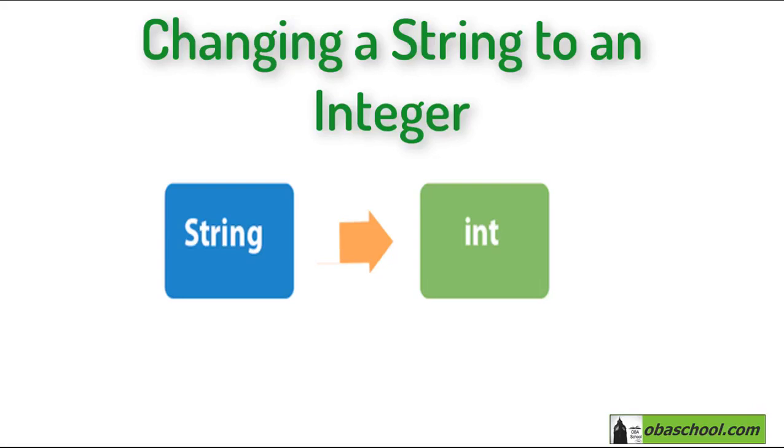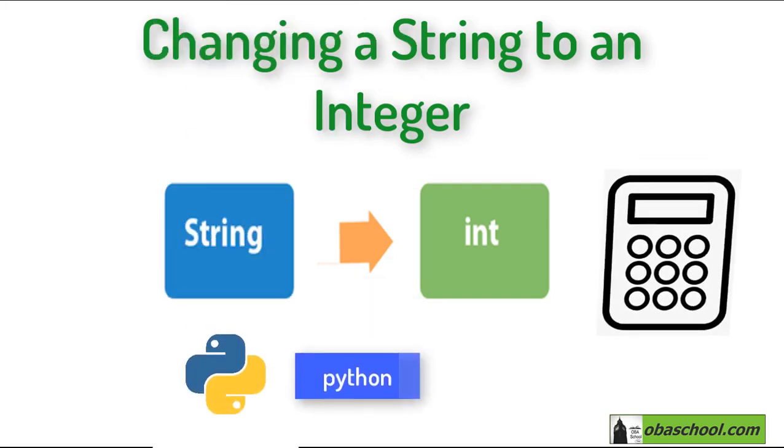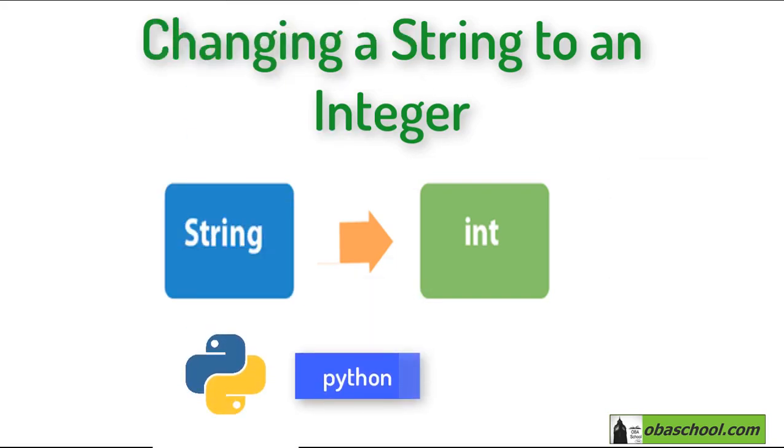Hello everyone! Today's explanation will be about changing a string to an integer. You may need to convert a string to a number so that you can use it in a calculation. Python language, for example, accepts all user input as strings, not numbers.